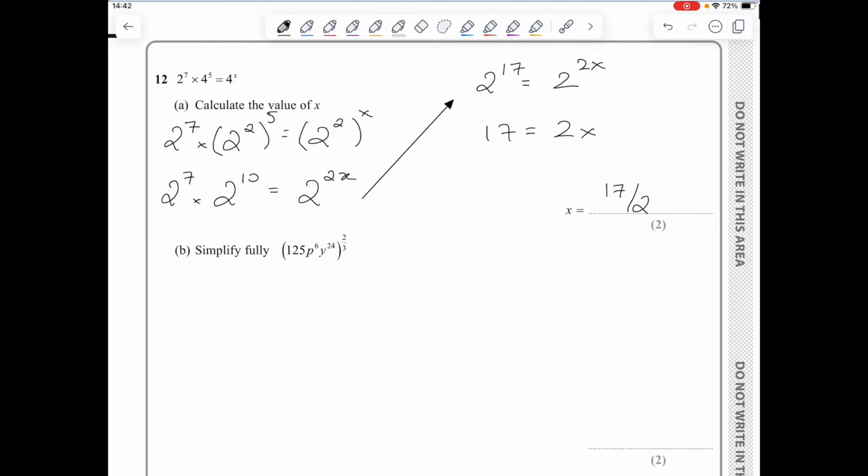For part B, the power 2 over 3 applies to every number or letter. So 125 to the power of 2 over 3 times p to the power of 6 to the power of 2 over 3 times y to the 24 to the power of 2 over 3. Now for the first one, just put it on the calculator. Answer comes out to be 25. For the other one, you need to multiply the powers. So you get p to the power of 4 times y to the power of 16.